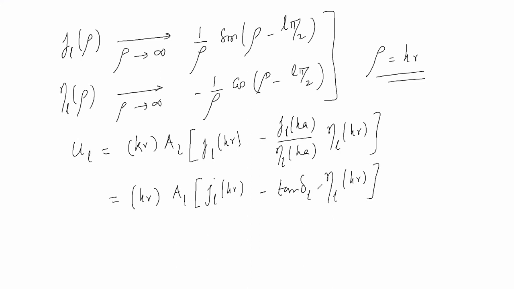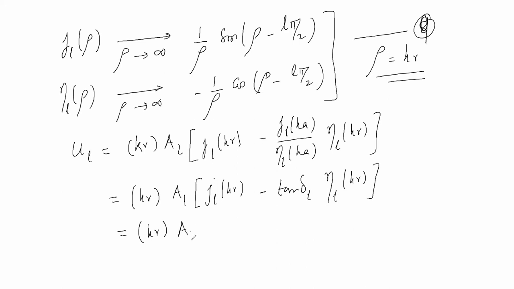As you can make out from here also, that J_L k by eta_L k a will be proportional to tan delta_L, a quantity which will be a function of L. Now I will put the value of J_L and eta_L from the above equation. This will be equation number 8, and this will be equal to k r. Equation 9.